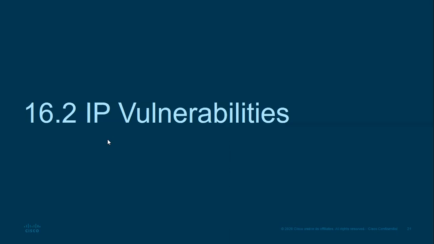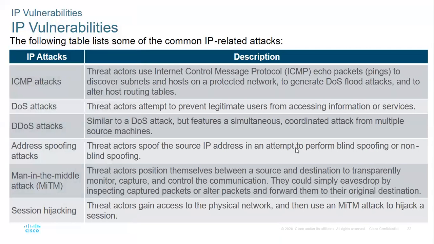All right. Section 2 deals with IP vulnerabilities. Okay. So these are some of the common IP-related attacks that are there. Okay. So we have ICMP attacks, which work on IP vulnerabilities. So here, threat actors, of course, are going to send pings. The pings use ICMP protocols. So they're going to send echo requests. They use pings to discover some of the hosts that are connected in your organization. What are some of the subnets that you have? Okay, they use this for that.